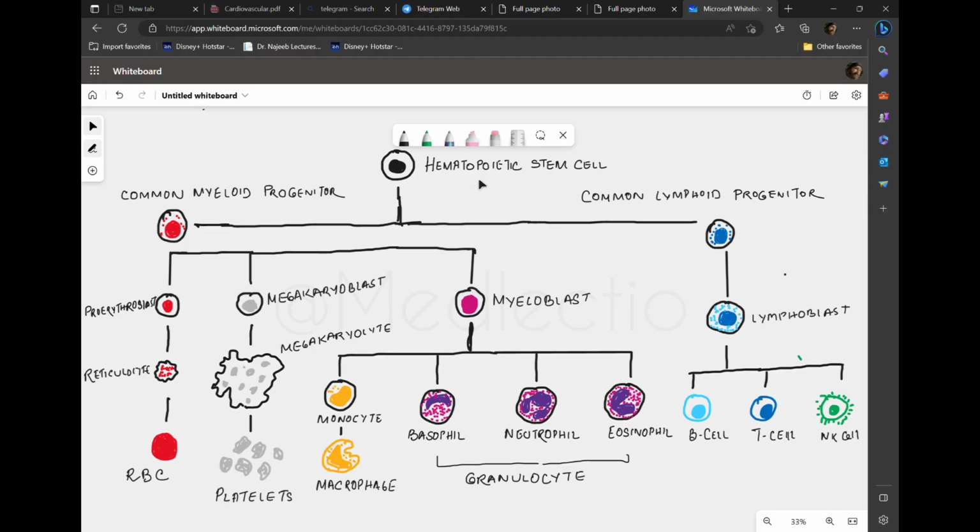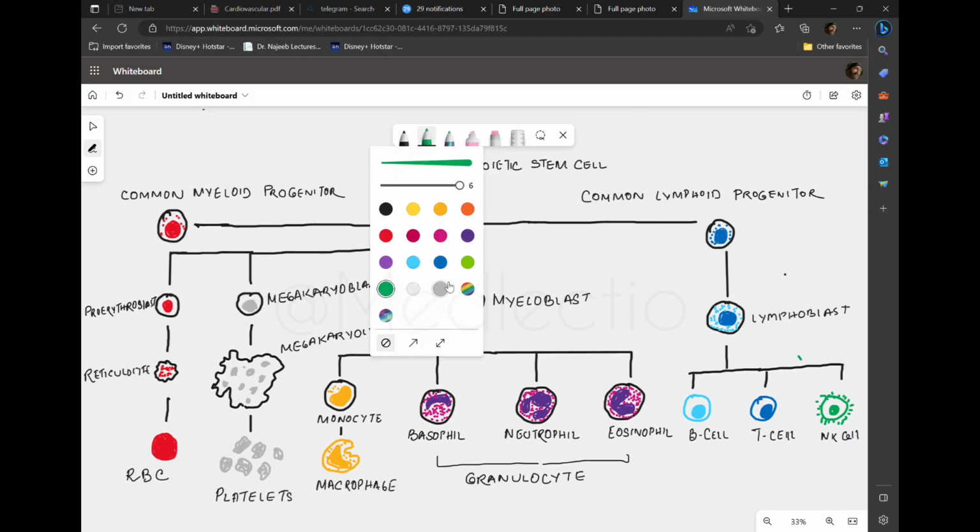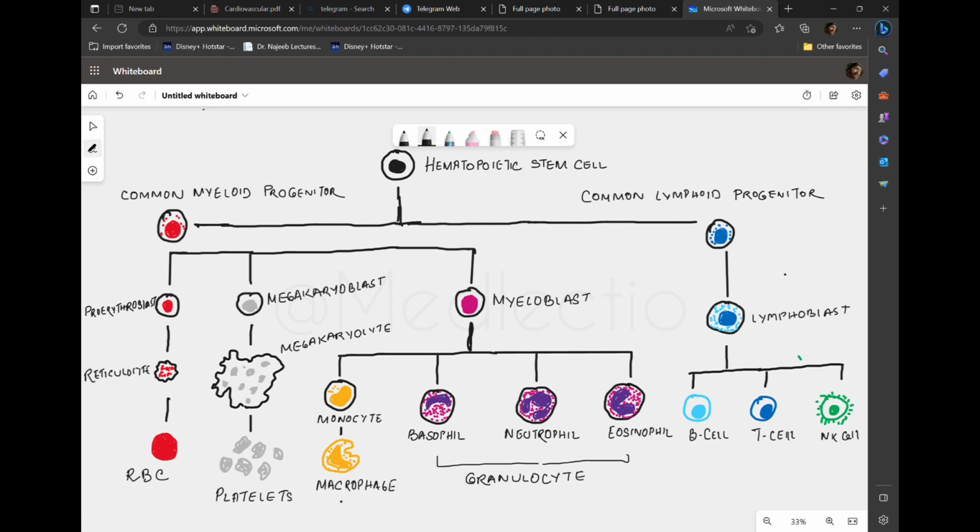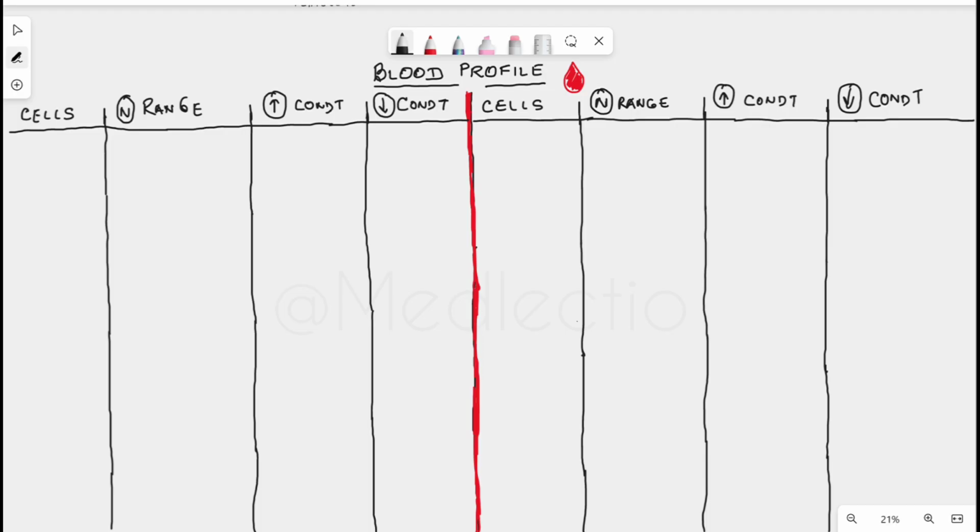Then from the macrophage till the B cells, T cells and NK cells, you already saw the myeloblast and the lymphoblast. These are together called WBC, our white blood cells. So white blood cells contain these 1, 2, 3, 4, 5, 6, 7 types.